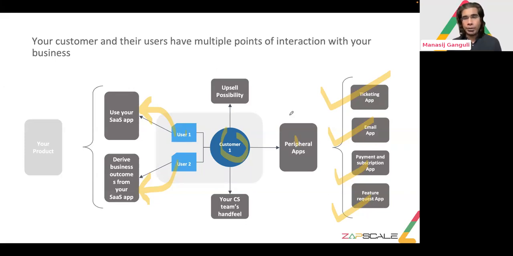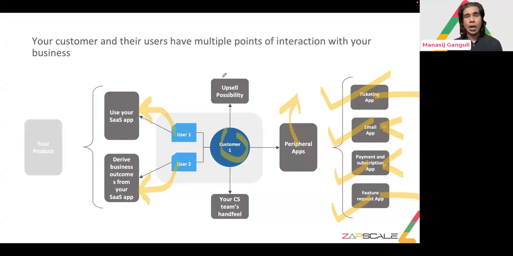These are peripheral apps. So you might be using a CRM or a ticketing application like Zoho or Freshdesk or Zendesk or Jira for doing ticketing and also feature request management. You might be using a Gmail or an Intercom or Slack for your comms and emails. You might be using like Stripe or Zoho Books or ChargeBee or Razorpay for your payments, and these are peripheral applications. So we definitely need to look into their health.